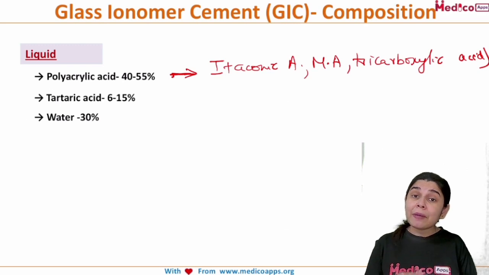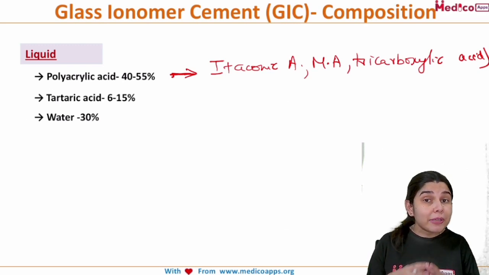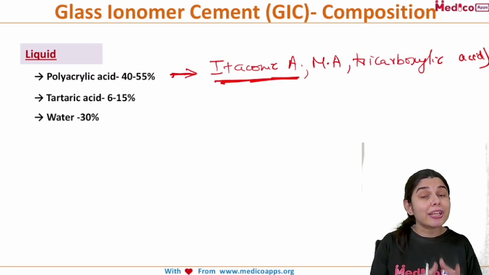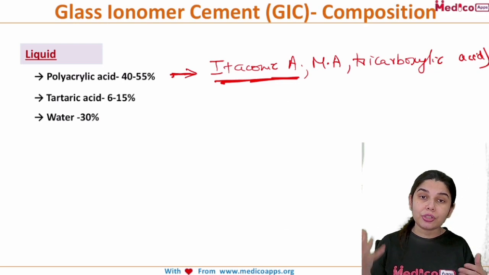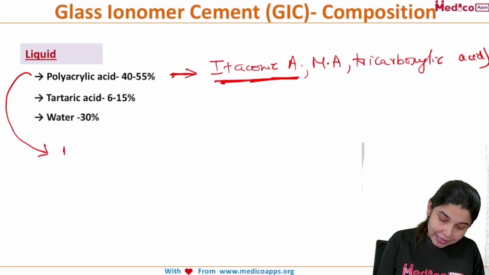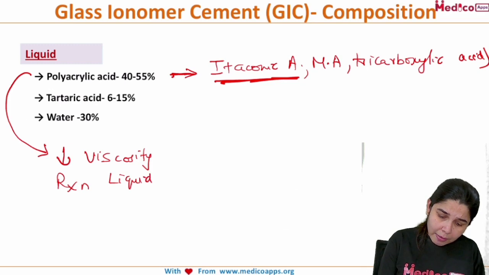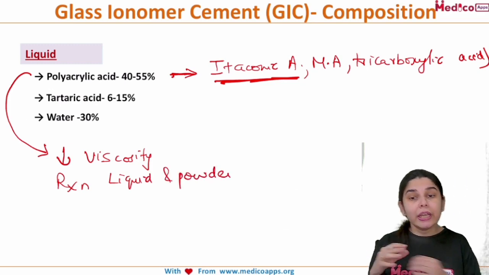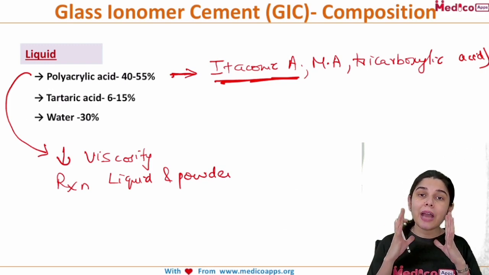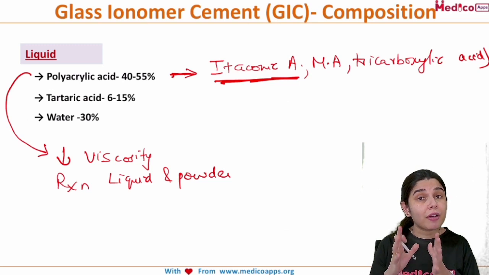Now, questions can be framed from the function itself, or sometimes it has also been framed that the itaconic acid function in GIC composition is. So what is the composition? What does this polyacrylic acid do? So polyacrylic acid basically reduces the viscosity of the material. Okay, the second is that it promotes reaction between the liquid and powder of GIC. Okay, these are the 2 important, but basically if an examiner asks you, you will be answering that it decreases the viscosity of the material.